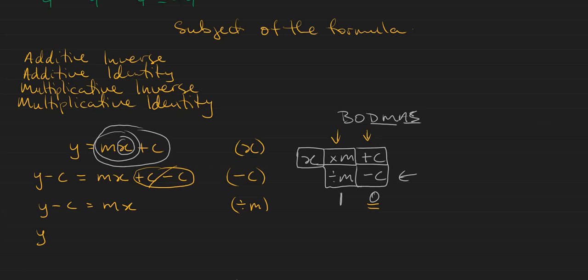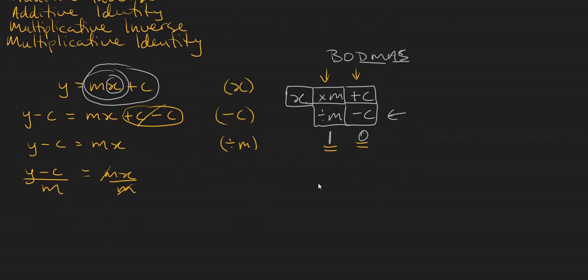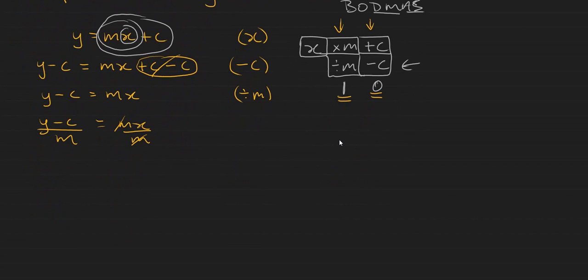and I will see that I have (y minus c) over m equal to mx over m. The m's will cancel off and give me 1, as I already established. So this leaves me with x. Therefore, my final answer here will be x is equal to (y minus c) over m.